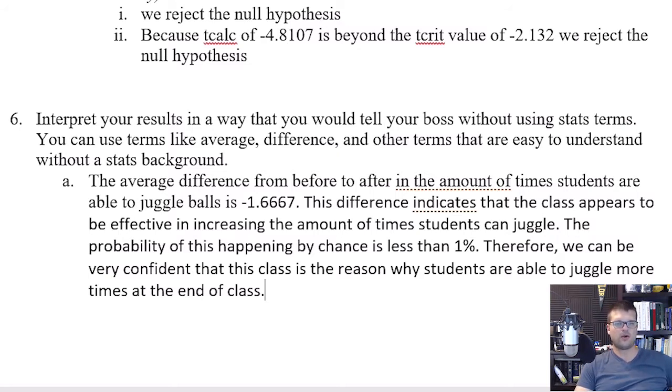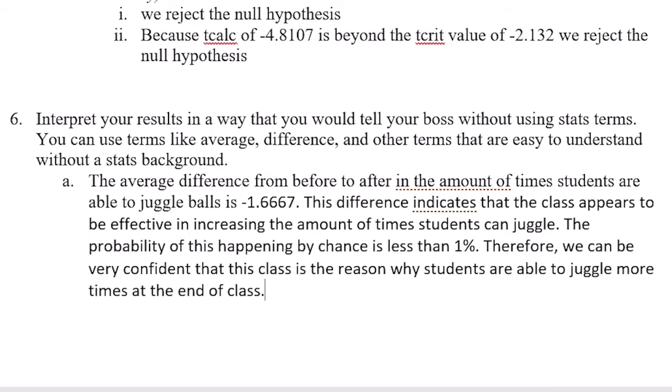That's pretty standard for the way that we say things. It's less than 1%, or less than 0.01%. It's just the way that it's set. Therefore, we can be very confident, more specifically, we can be 99.8% confident that this class is the reason why students are able to juggle more times at the end of class. So that right there is the interpretation. It gives information to your boss about what they need to know.